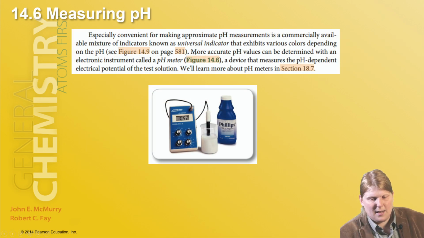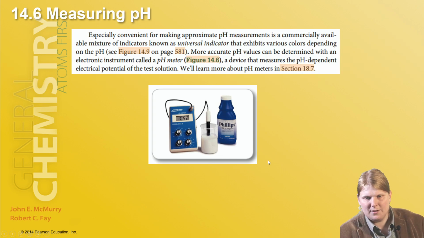Sometimes they'll mix together different indicators. They'll call this a universal indicator that'll have different colors depending on the pH if you put them all together. But typically nowadays people just use a pH meter. There are also pH strips, and they work with indicators attached to the substrate of the strip, so they can also change color to indicate. But you tend to get better measurements from a pH meter because it's fundamentally electrical in nature.